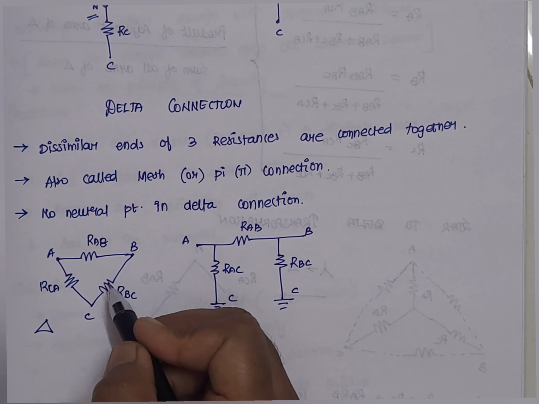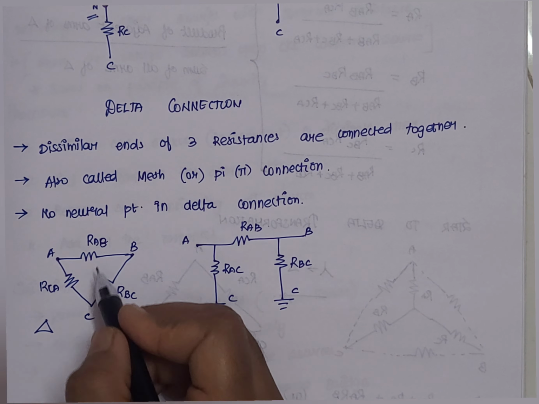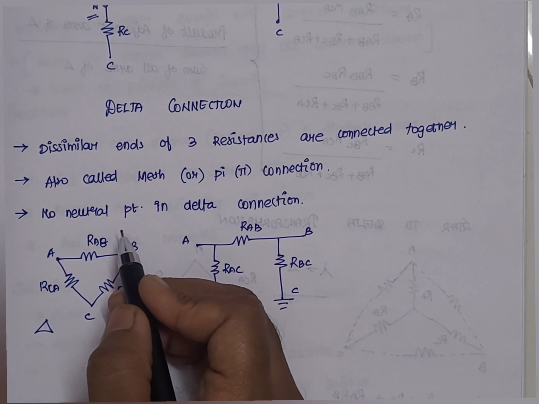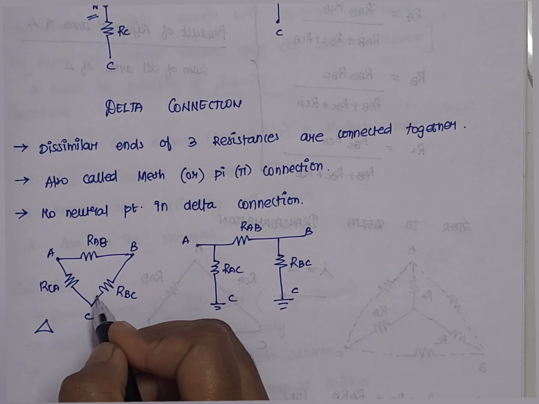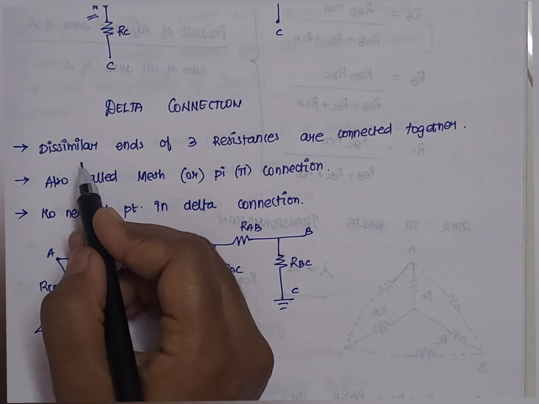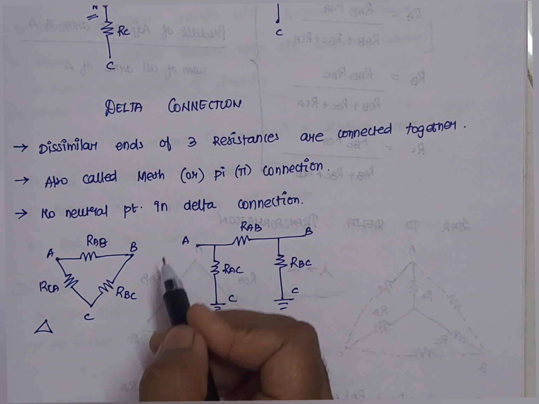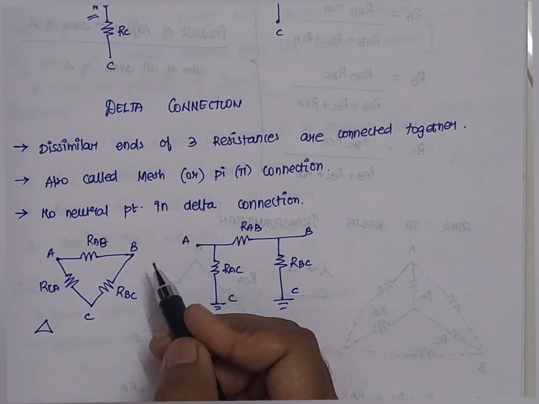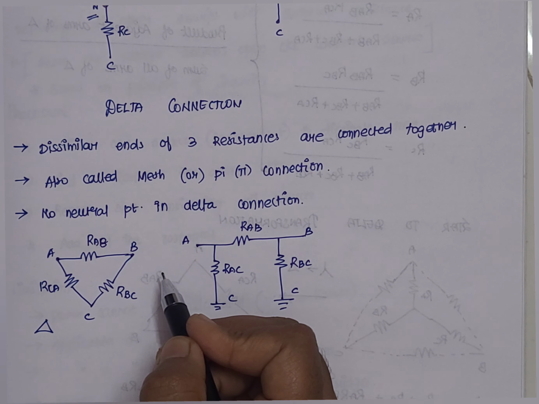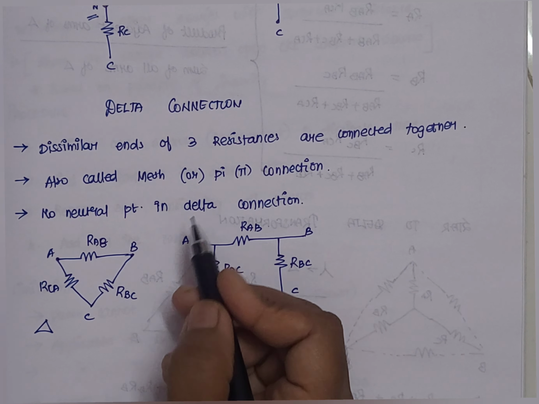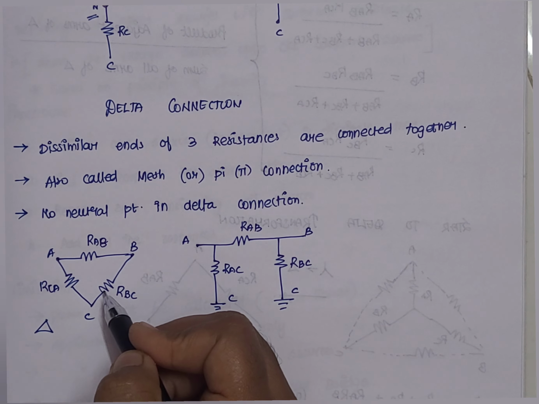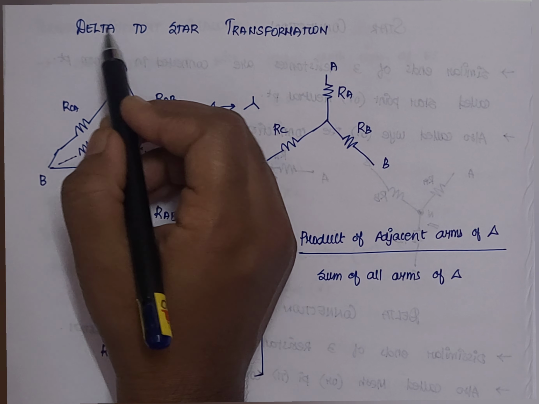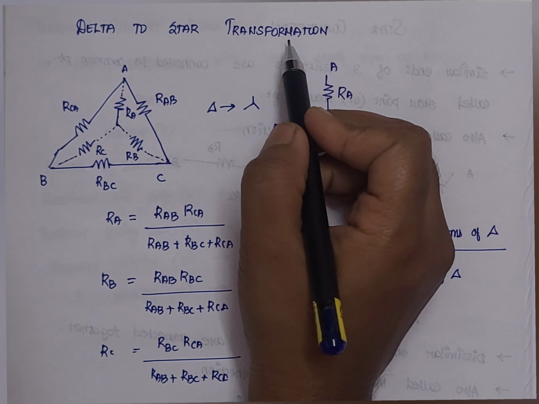This is the difference between the star connection and the delta connection. In a star connection we have a neutral point, whereas in a delta connection we do not. There we have the connections by joining the similar ends, and here we have the connection by joining the dissimilar ends of three or more resistances. This is the basic difference between a star connection and a delta connection. The next topic is the conversion of the star into its equivalent delta or the delta into its equivalent star. First let us analyze how to convert delta into star.